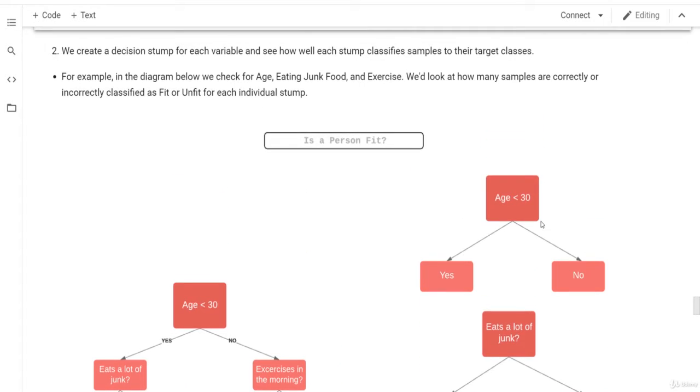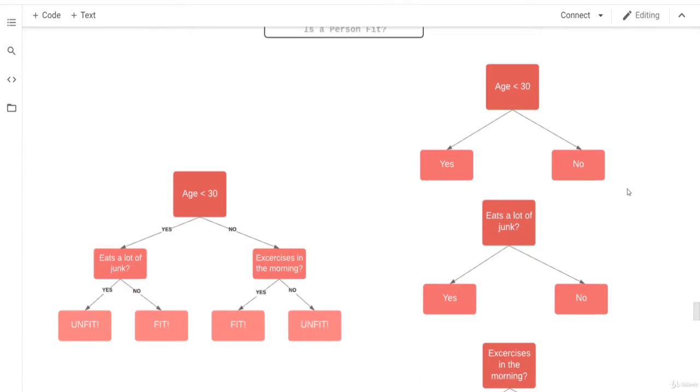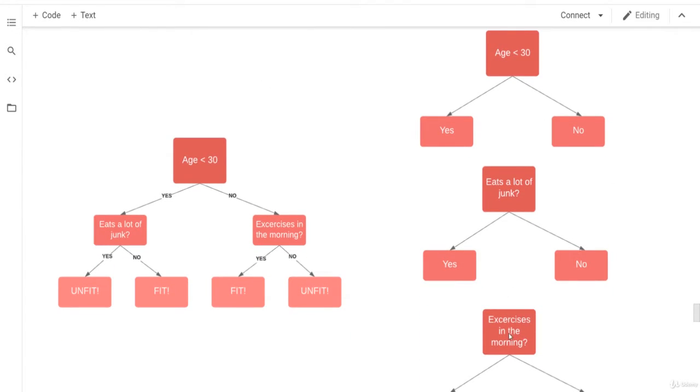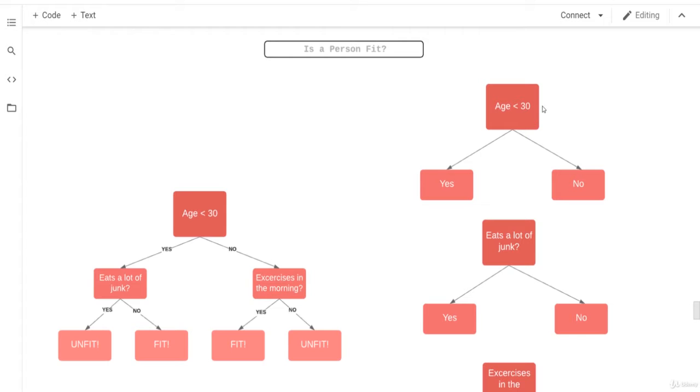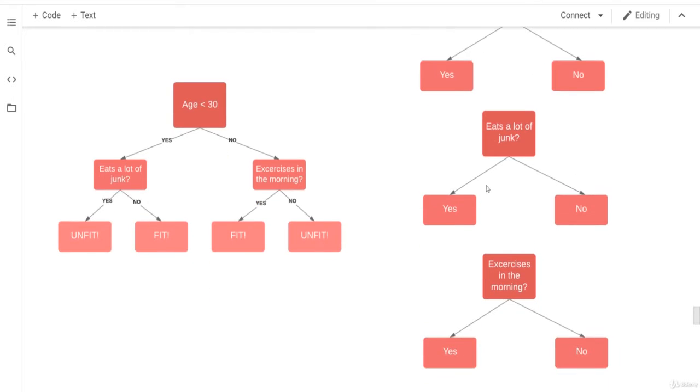Now, if we use decision stumps, then we are going to build 3 decision stumps, and we will make the decision based on each individual decision stump, right? So we will look at the age. If it's less than 30, then yes. If no, then this person is unfit, right? So yes, no, yes, no. So we have 3 decision stumps, and we will classify based on each of them. Okay, so this is how we build the decision stumps.